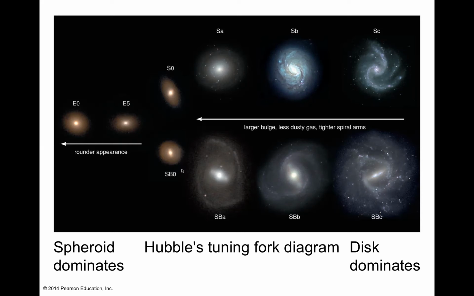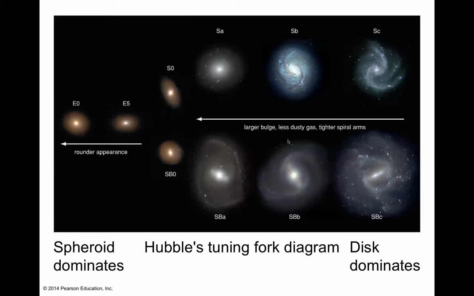Then you've got a sort of transition, the lenticulars. These S0 galaxies and SB0 galaxies are the transition between the ellipticals and the spirals. And then you've got these spirals forming two arms, the non-barred spirals on the top and the barred spirals on the bottom. And these two are broken down into categories. So SA, SB, and SC galaxies.